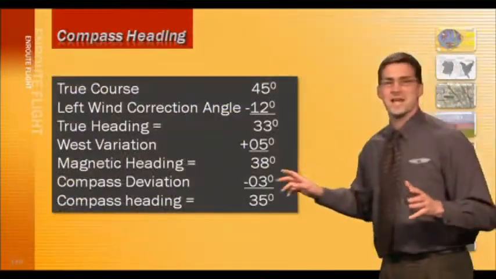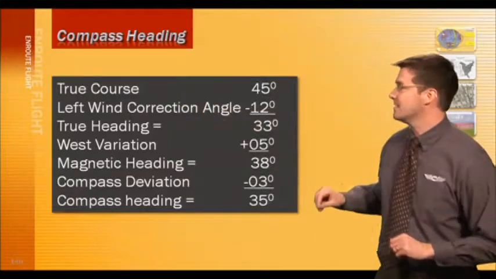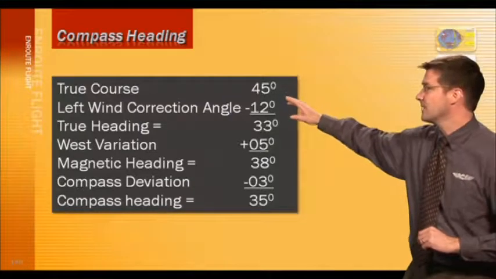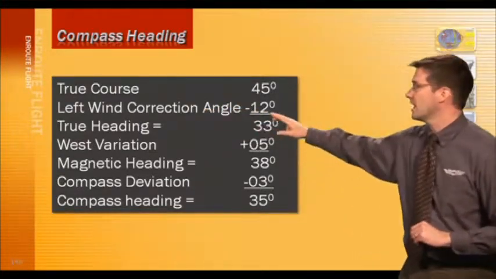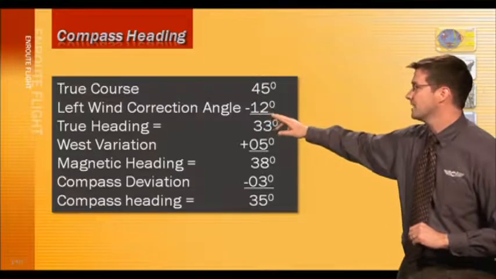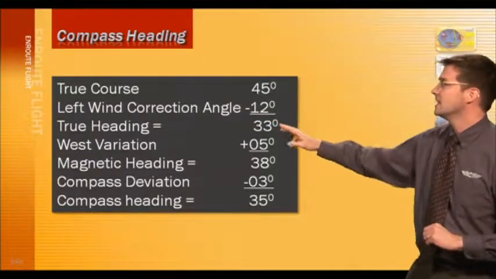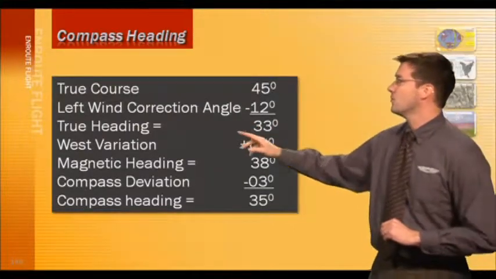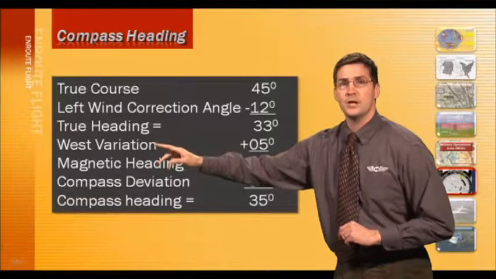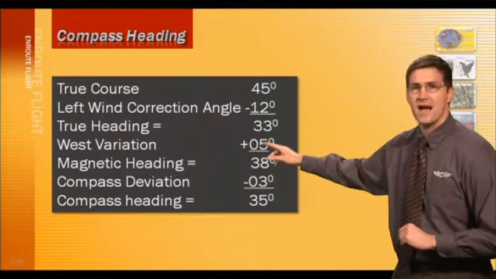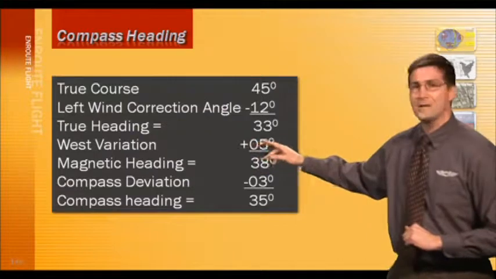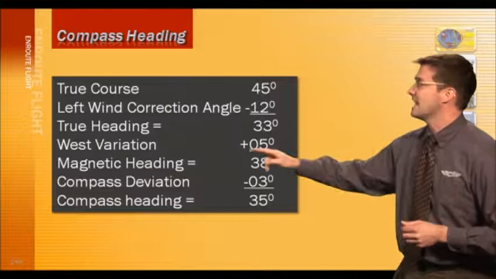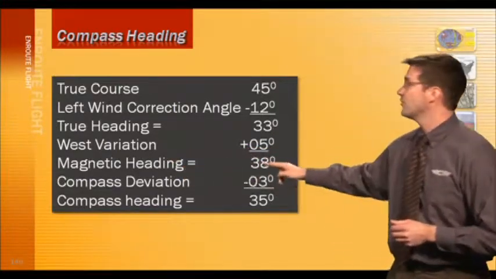Finally, to get our compass heading, we're going to use this formula that's found at the top of the E6B. We had our course. We determined our true course was 45 degrees. Then we have to account for our left wind correction angle. In this case, it was minus 12 degrees. So 45 minus 12 gives us a true heading of 33 degrees. That's important. Then we add our west variation, and we know we add it. In this case, it was plus 5 that we found on the isogonic line, and we add it because, remember, west is best. So 33 plus 5 gives us a magnetic heading of 38 degrees.